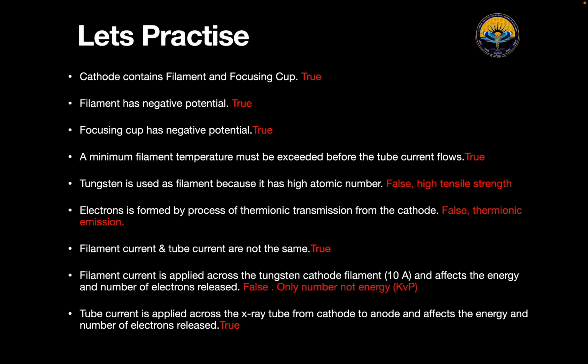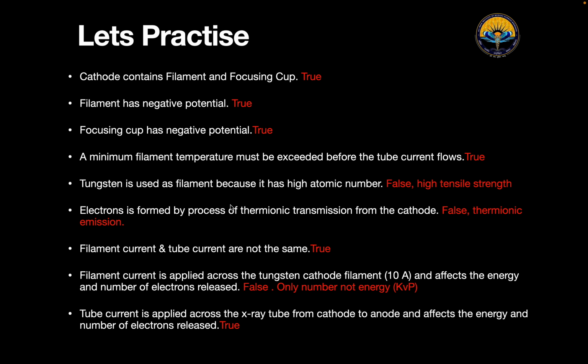So first point, cathode contains filament and focusing cup. That is true. It has both filament and focusing cup, and both filament and focusing cup will have negative potential. Focusing cup, as it has negative potential, it will also repel the electrons, so that's the benefit of focusing cup also. A minimum filament temperature must be exceeded, that is true, and this temperature is 2200 Celsius for tungsten.